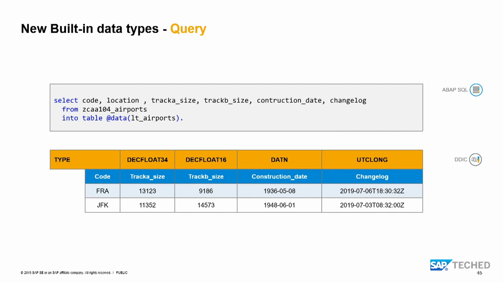DATN on the database side represents a real date type, and in ABAP it is still the same, so we are still operating on a date representation. And UTCLONG, as you can see, now represents date and time together. It is just one long field, and we can operate with this type as well. When we do the select, we will see something similar to this sample.